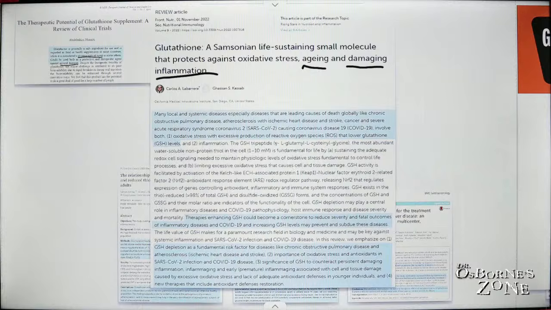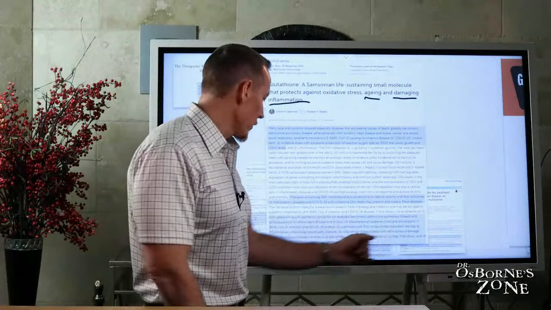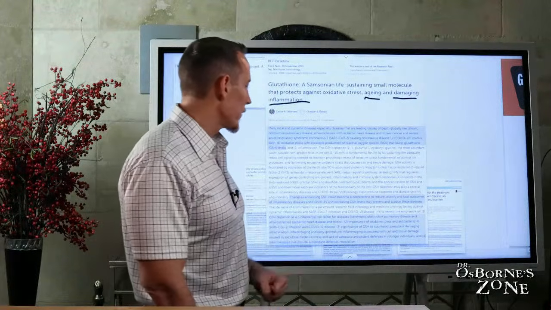GSH depletion as a fundamental risk factor for diseases like chronic obstructive pulmonary disease and atherosclerosis. Importance of oxidative stress and antioxidants in SARS-CoV-2 infection and COVID-19. Three, significance of GSH, that's glutathione, to counteract persistent damaging inflammation, what they're calling inflammaging. Again, excessive inflammation accelerates aging, and early premature inflammaging is associated with cell and tissue damage caused by excessive oxidative stress and lack of adequate antioxidant defenses in younger individuals, and new therapies that include antioxidant defenses and restoration.